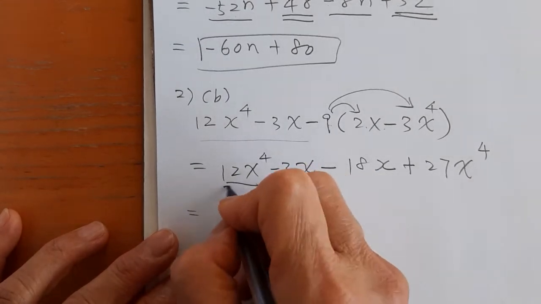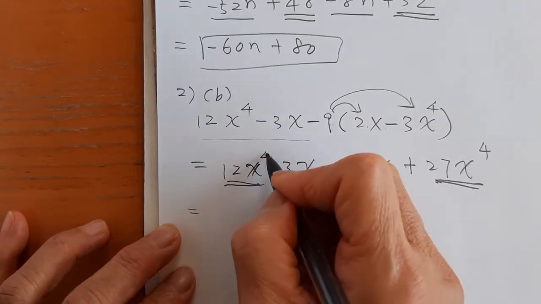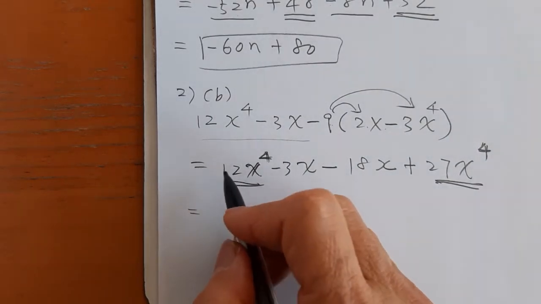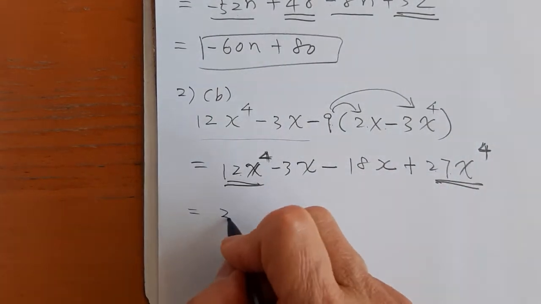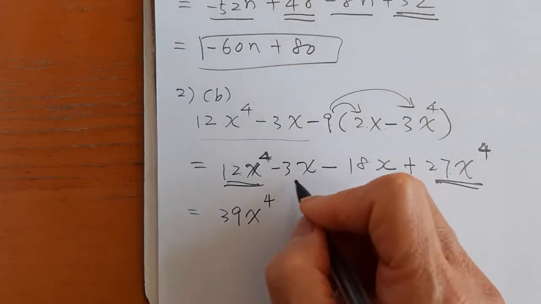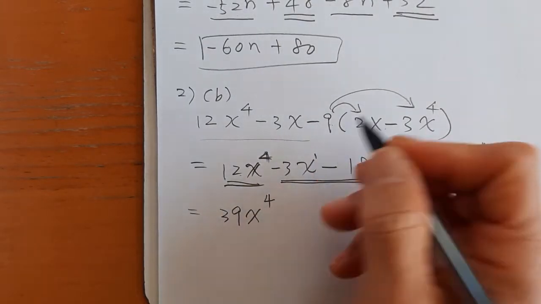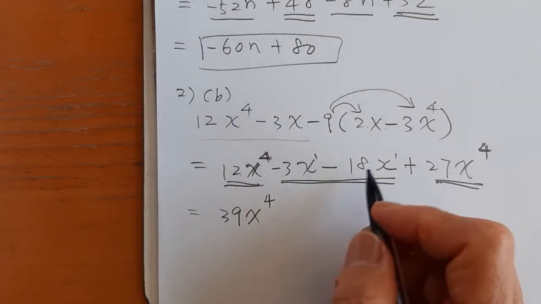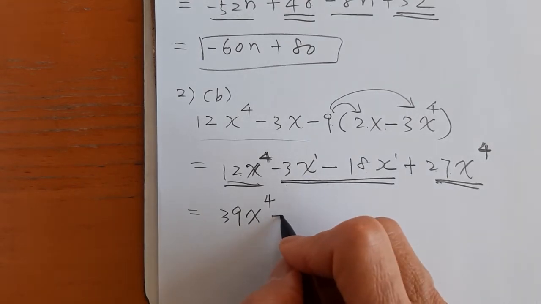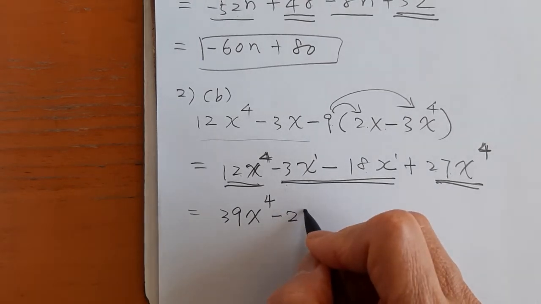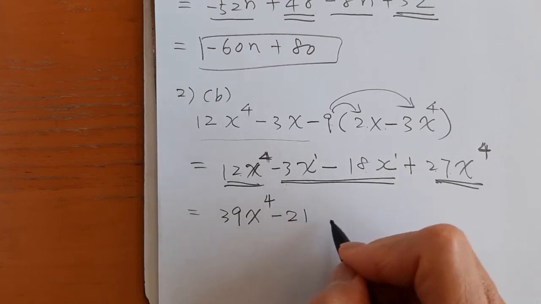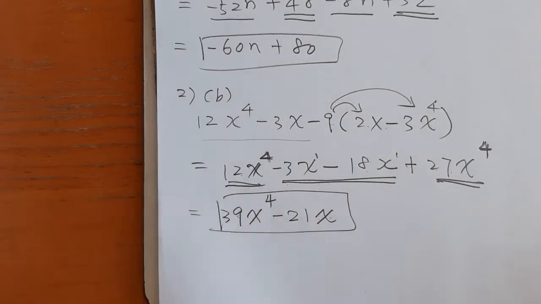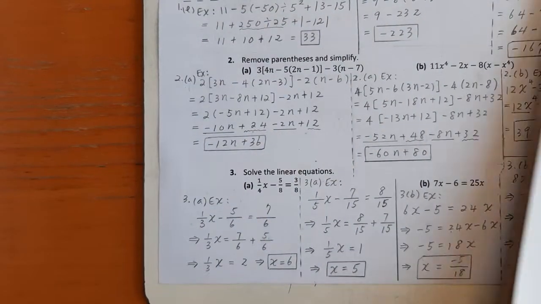Then the term with the same variable, same exponent, 4, we call like term, we can combine. So add together, 12 add 27 is 39x to the power 4. And the term with the same degree, 1, x term combined. Negative 3 add negative 18 is negative 21x. And the two term, unlike term, we cannot combine. So that's final answer.